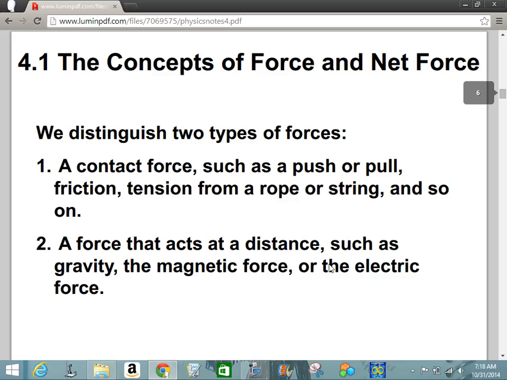So we distinguish two types of forces. Contact force, which is a push or pull, and this could be represented by friction, tension on a rope or string, or somebody pushing or pulling something with their hands. Those are examples of pushes and pulls. And then there's a force that acts at a distance. These are usually associated with fundamental forces like gravity, magnetic force, or electric force.